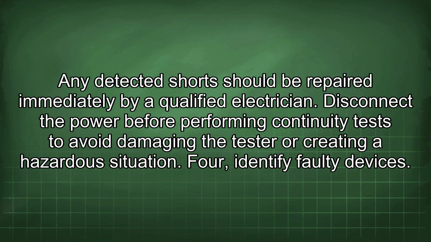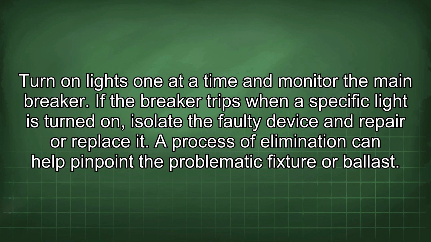4. Identify faulty devices. Turn on lights one at a time and monitor the main breaker. If the breaker trips when a specific light is turned on, isolate the faulty device and repair or replace it. A process of elimination can help pinpoint the problematic fixture or ballast.